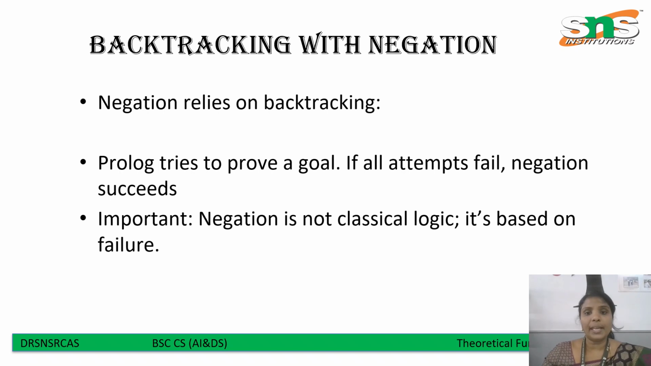Next, we see backtracking with negation. Negation relies on backtracking. That means Prolog tries to prove a given goal, and if it fails to find any evidence that the goal is true, it concludes that the negation of the goal is true. In other words, if Prolog cannot prove something, it assumes it is false. This process relies on backtracking, where Prolog explores all possible rules and facts to try to satisfy the goal. Only when all attempts fail does the negation succeed.